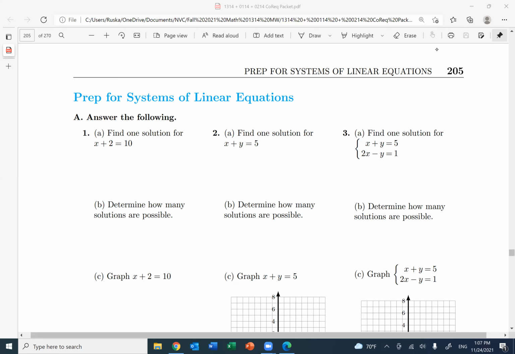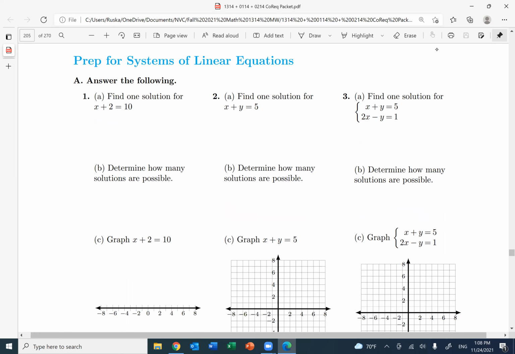Okay, so today we're going to start with page 205. We're going to go over the last section for this semester. We're going to start with systems of linear equations, and solve them using different methods. So first, we're going to prepare for that.